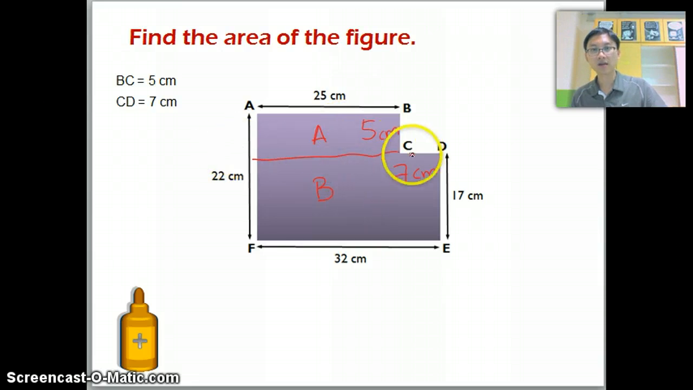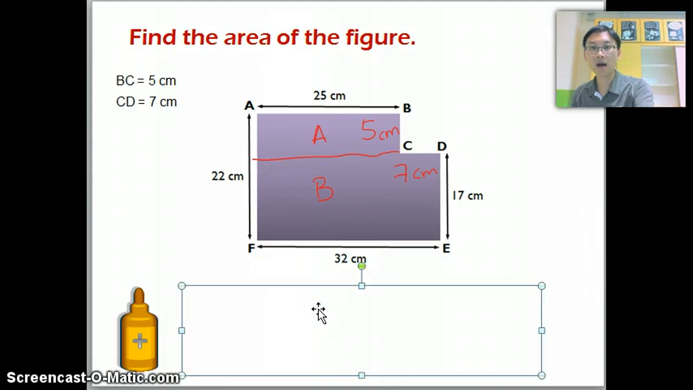Okay, so I'm going to divide this composite figure into 2 rectangles because I know how to find the area of a rectangle. I know how to find the area of a square. I don't know how to find the area of something that is so complicated. So I need to divide it into something simpler. Alright, so that's the whole idea.